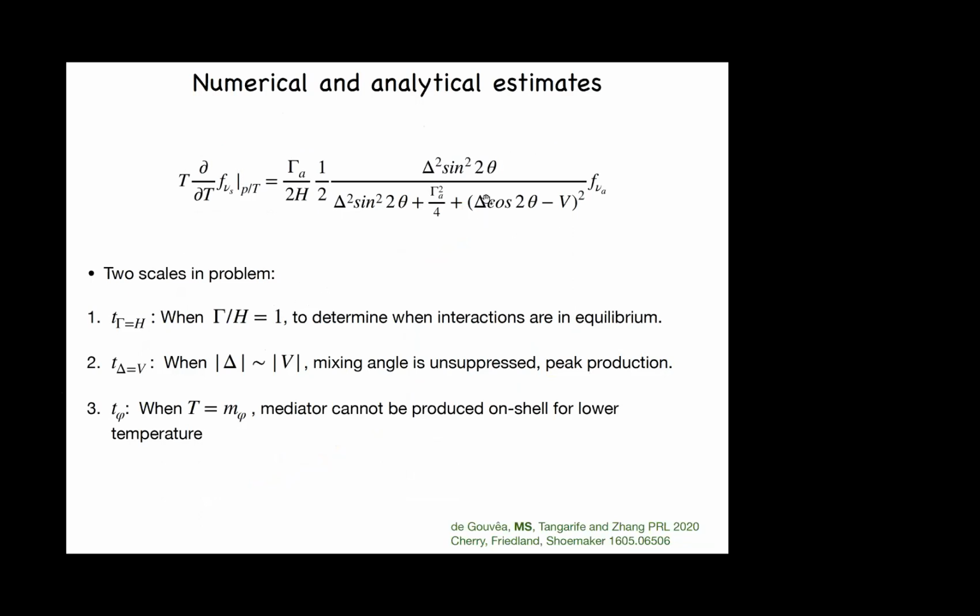The second regime is essentially when this delta is equal to the potential V. That works almost like an MSW resonance. So what that tells you is that in that regime, this term entirely goes to 0 and the mixing angle is unsuppressed. So you start reaching a peak production regime. And you also have a third time scale where essentially the temperature is of the order of the mass of the mediator, and then you cannot produce these mediators on shell for a lower temperature. So these are the three time scales involved in the problem.